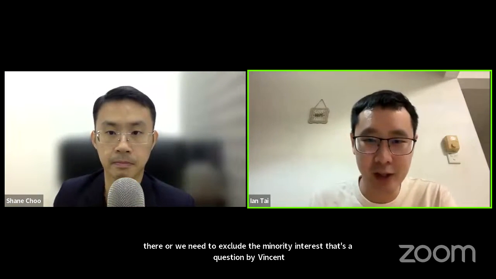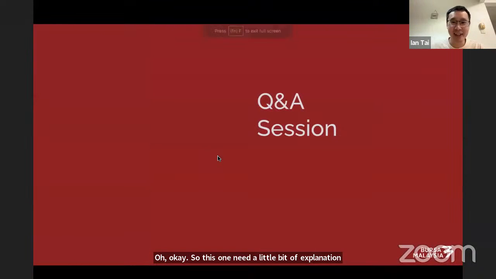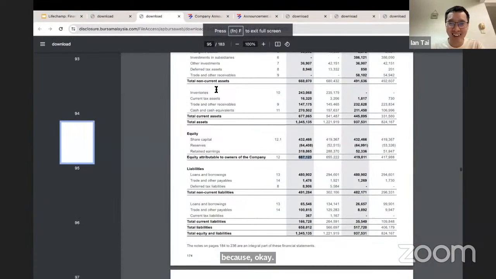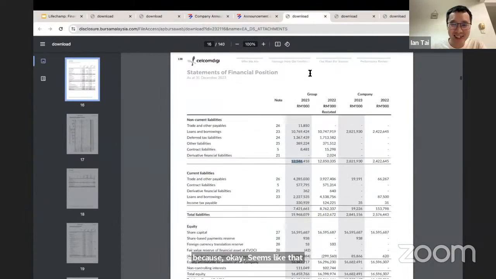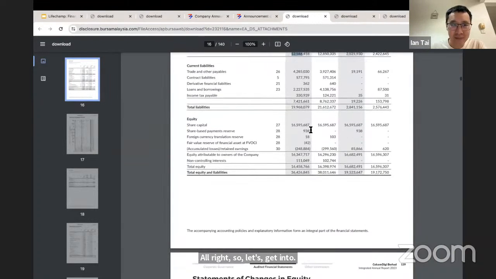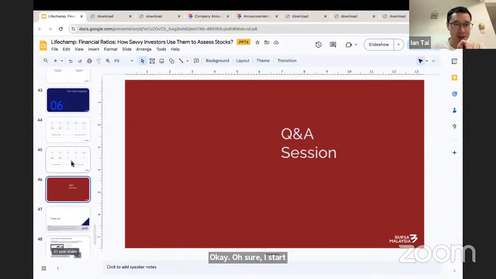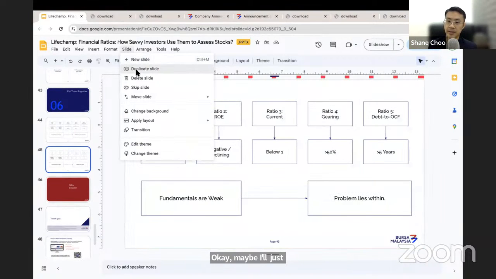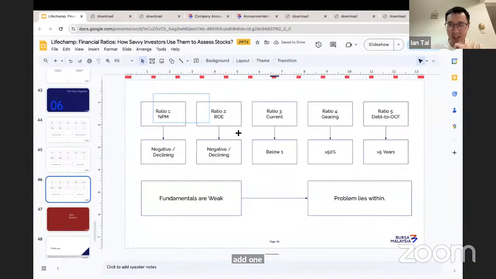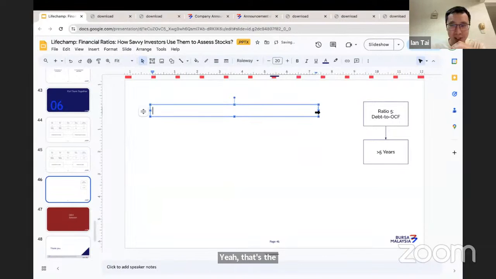Okay. So this one needs a little bit of explanation. So let's get into it lah. Okay. How should I start? Maybe you can start by explaining what is minority interest. Yeah, that's the tough part to actually explain. So let me just see whether I can do this or not over here.